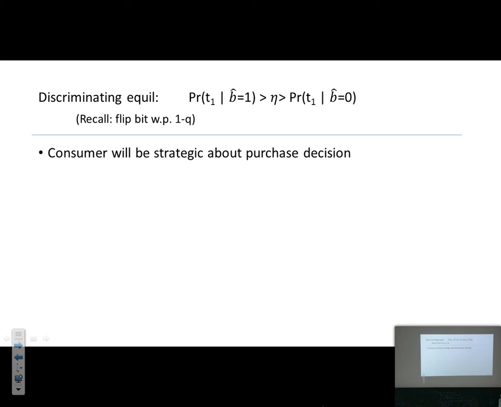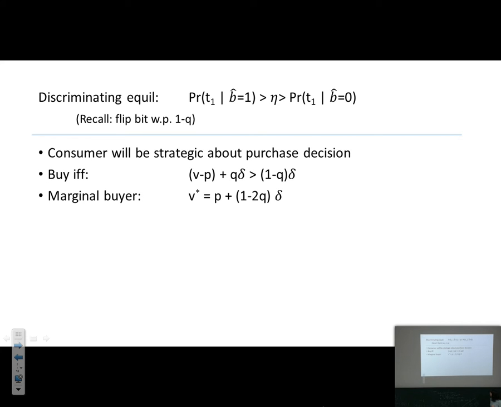But if we're in a discriminating equilibrium, then consumers are going to want to be strategic in the way Aviad mentioned. And they're going to want to think, if I buy today, how is this going to affect my payoff tomorrow? And so they're going to be forward-looking, and they're going to consider their future payoff as well.